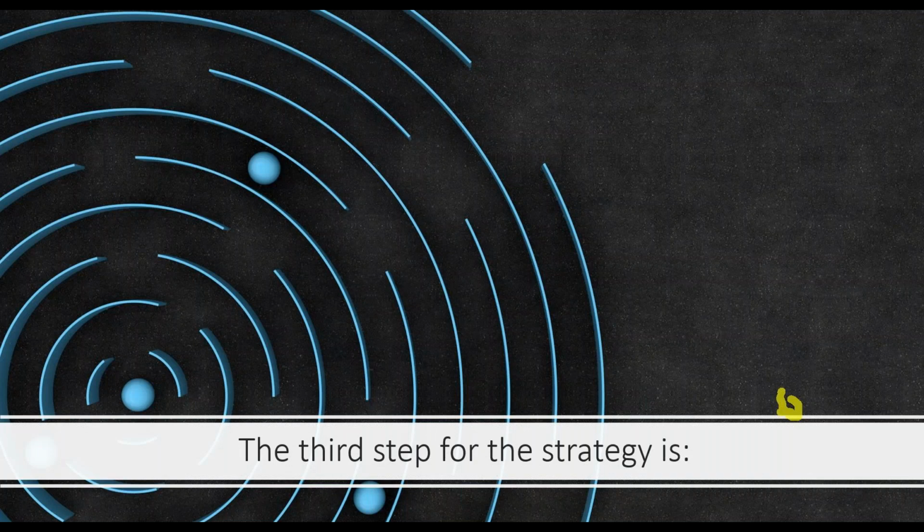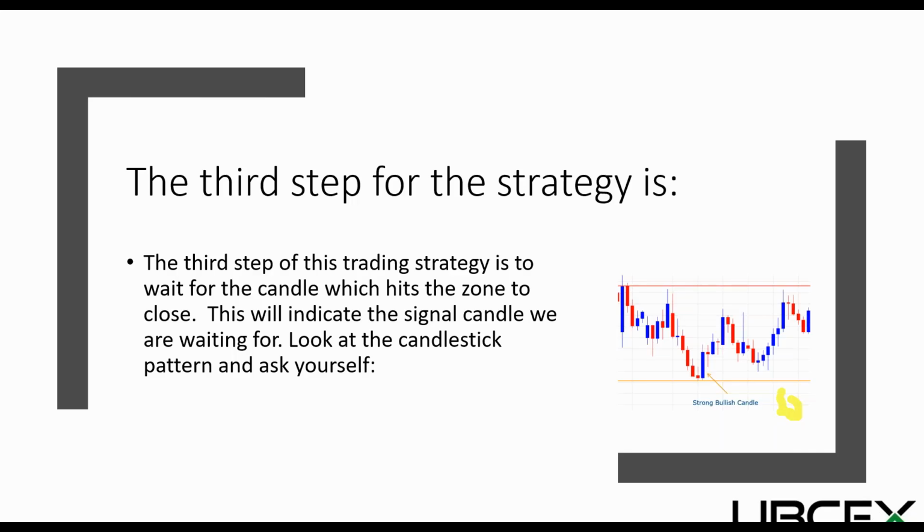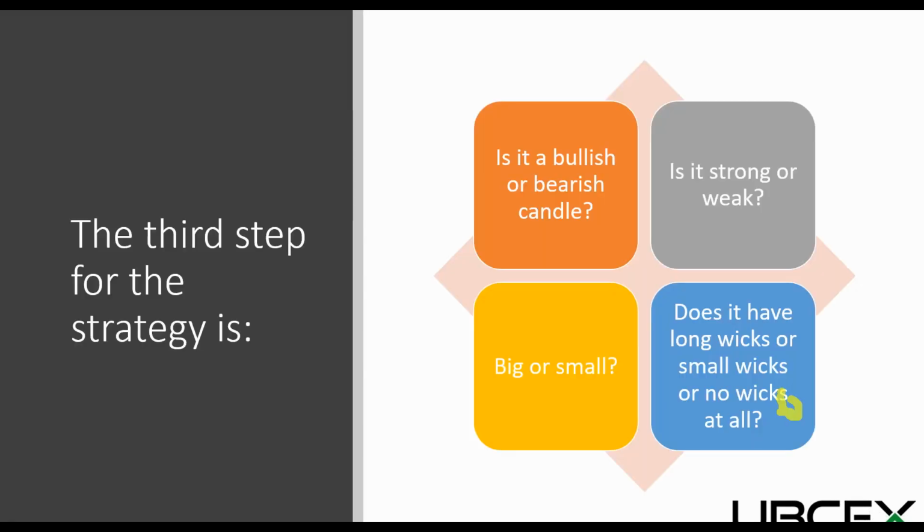So step 3 of this trading strategy is to wait for the candle which hits the zone to close. This will indicate the single candle we are waiting for. Look at the candlestick pattern and ask yourself, is it a bullish or a bearish candle? Is it strong or weak? Is it big or small? Does it have long wicks and short wicks, or no wicks at all?